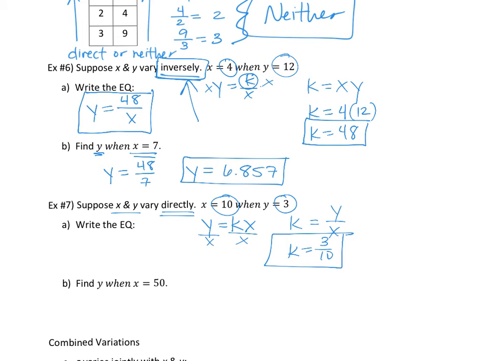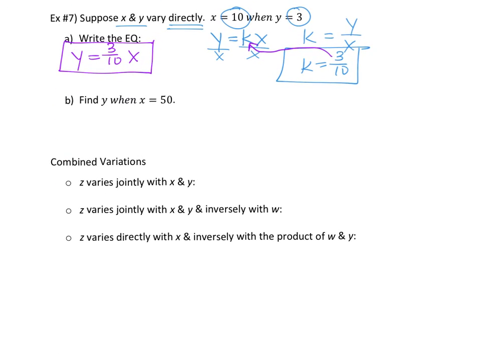Okay, if that's the case, we're just plugging that in right here. y equals 3 over 10 times x. All right, so that's going to be your equation. Then it says find y when x is 50. We're just going to plug a 50 in. So y equals 3/10 times 50, which is 15.